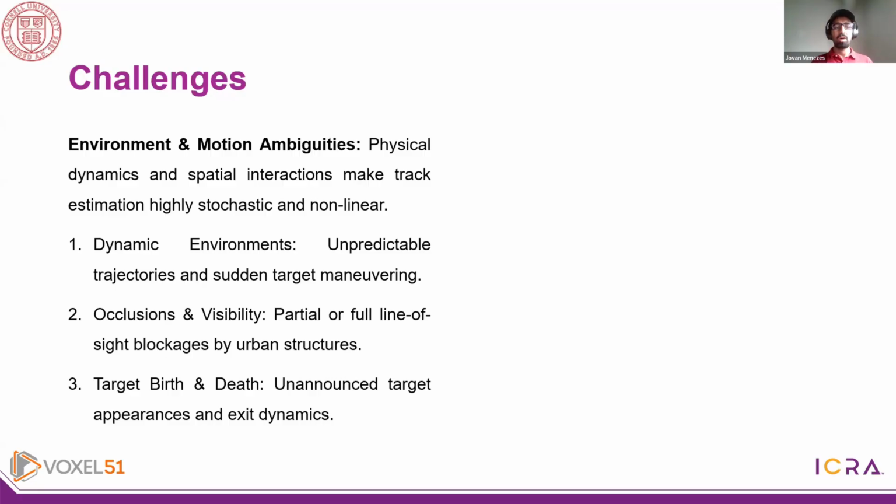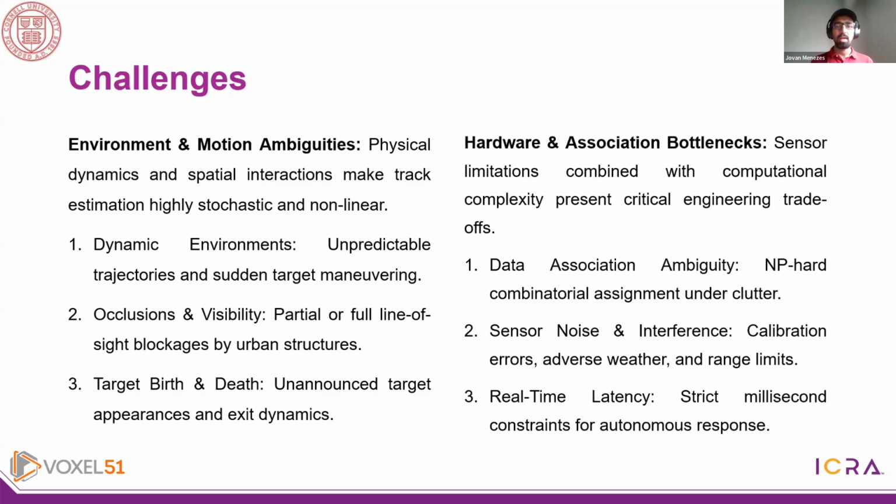We have objects like pedestrians or cars moving dynamically in the environment with unpredictable trajectories. We have frequent occlusions, such as pedestrians going behind cars or larger objects, and target birth and death, which is how do we understand that an object has essentially left the sensor field of view or the scene, or has just entered new. The other class comes from hardware and data association bottlenecks.